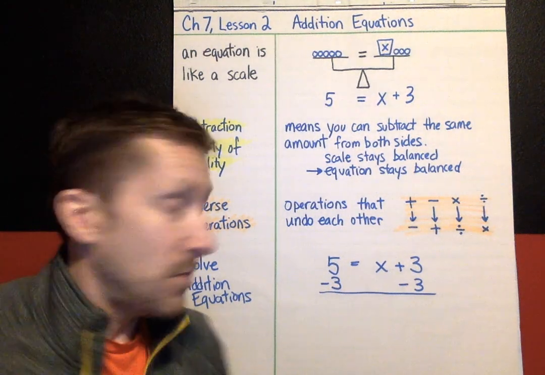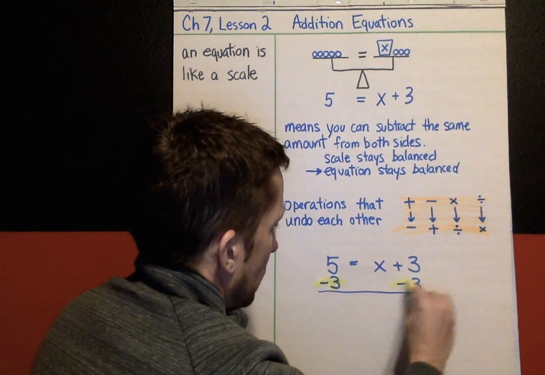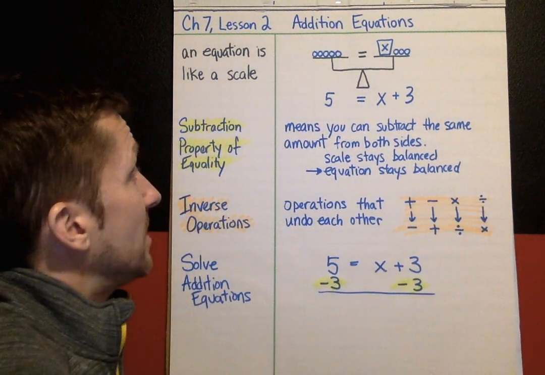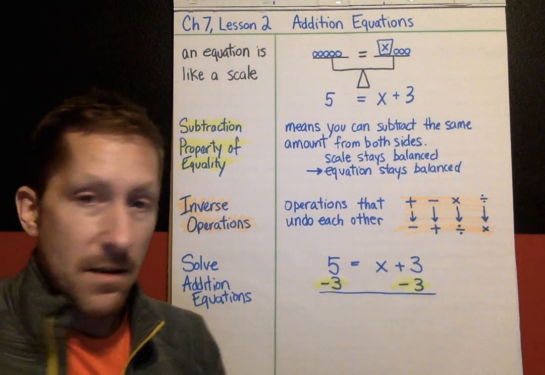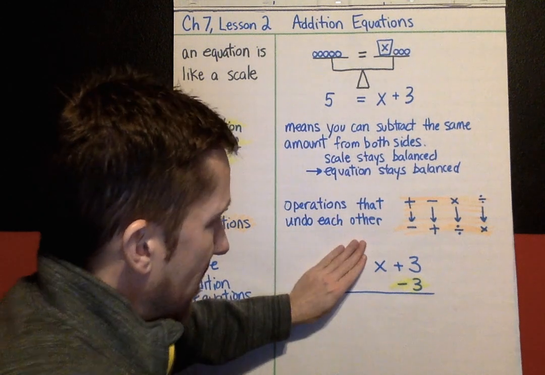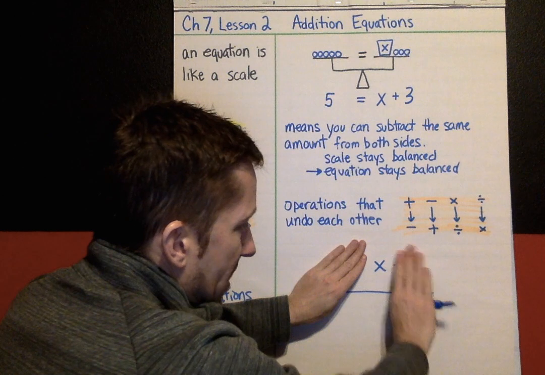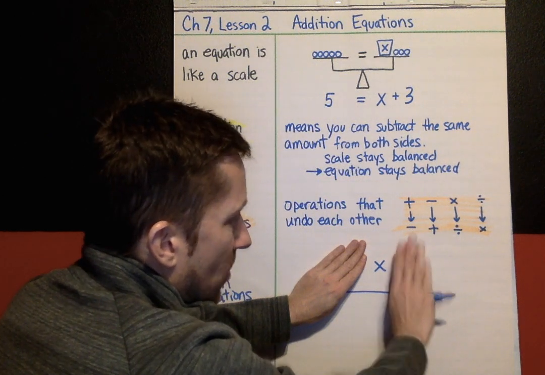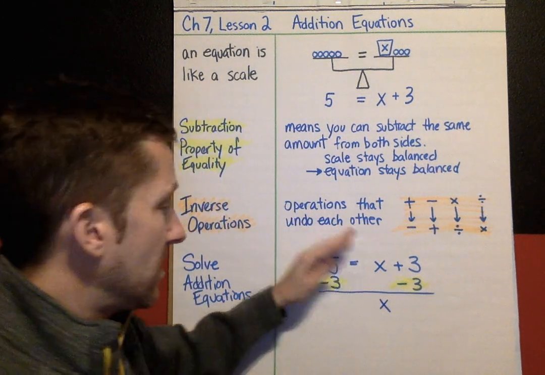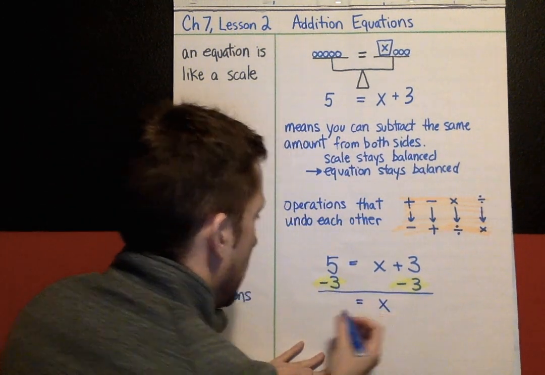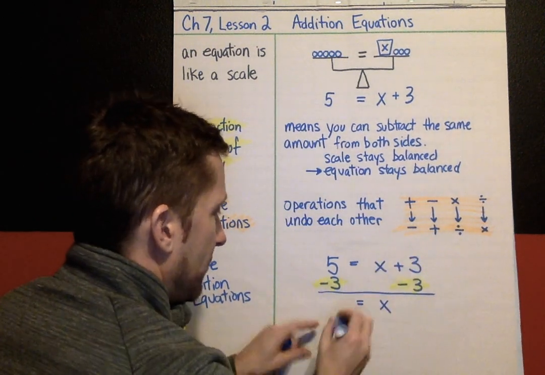And then I'm going to show what happens when I do that. Actually, let me go back to the subtraction property of equality. I just showed that right here: you can subtract the same amount from both sides. Now I'm going to look at just this side. If I have x plus 3 and I take away 3, 3 take away 3 turns into nothing, or 0. So on this side, I'm left with just an x. On this side, 5 take away 3, I am left with 2.